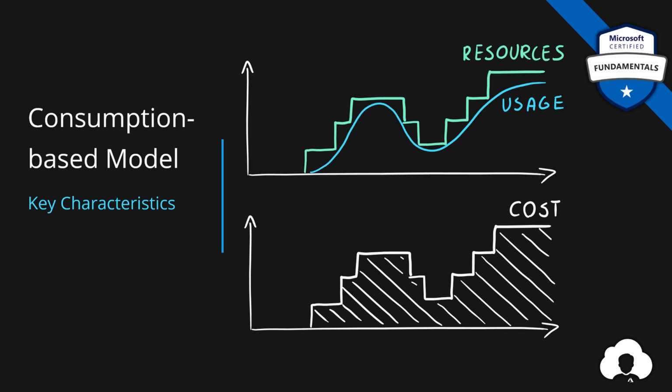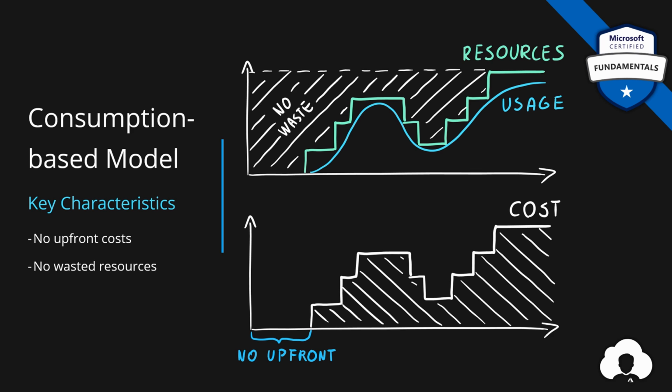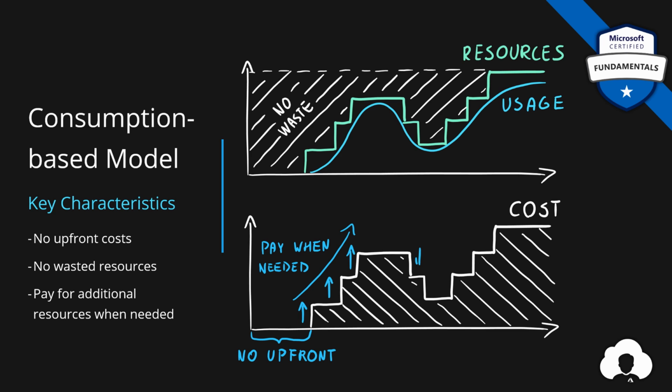resources that you consumed. The first thing you should note is that there is no upfront cost, because with consumption-based model, you only start paying when you start using the resources. And because cloud is elastic, you don't have to assign resources when you don't need them. That of course means there are no wasted resources and you're not paying for them. So simply said, with consumption-based model, you only pay for the resources when you need them and you stop paying as soon as you don't need them.